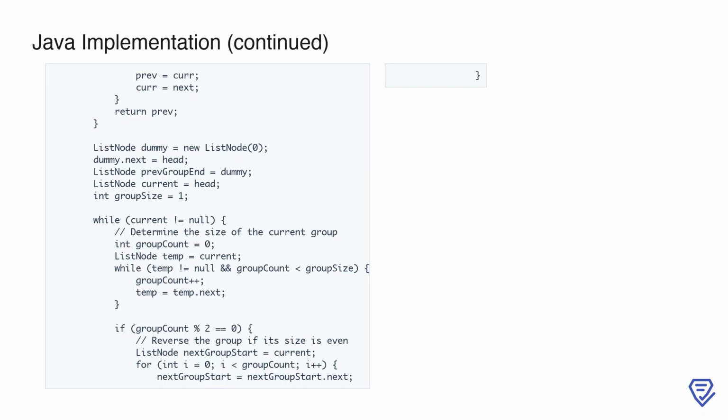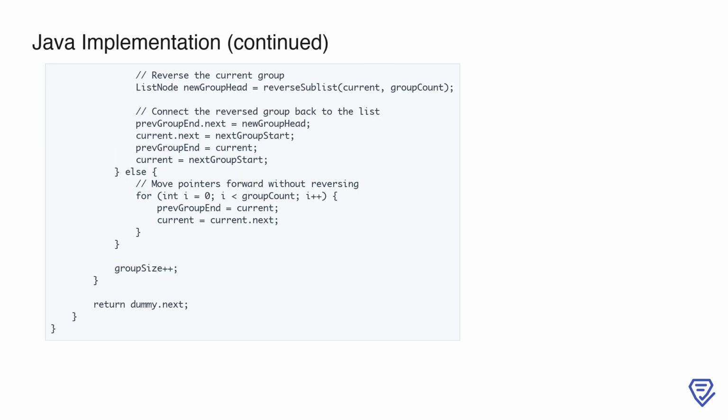Within the loop, we first calculate the size of the current group. This is done by iterating through the list with a temporary pointer and counting nodes up to the group size limit. If the group size is even, we prepare to reverse it. To do this, we locate the start of the next group by advancing a pointer group count steps forward. This marks the boundary for the portion of the list we need to reverse.